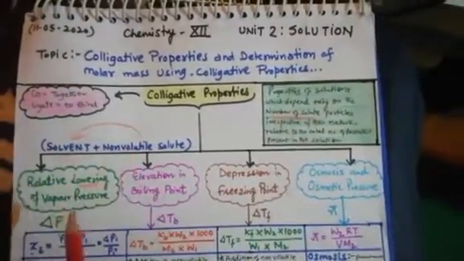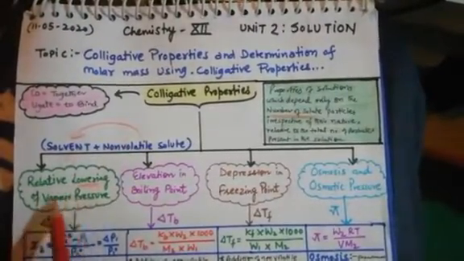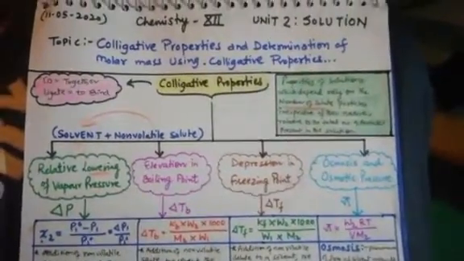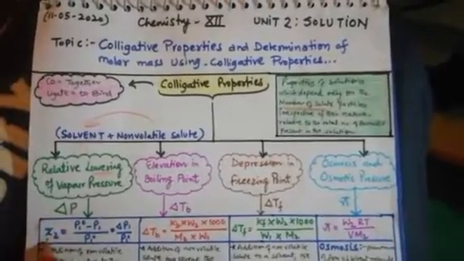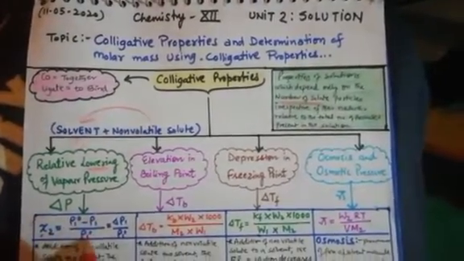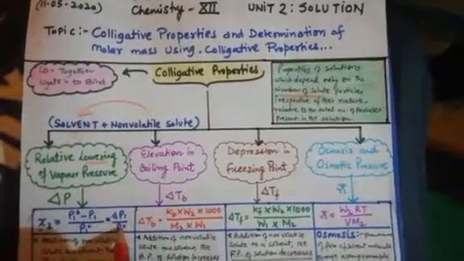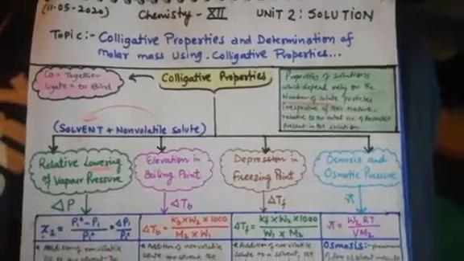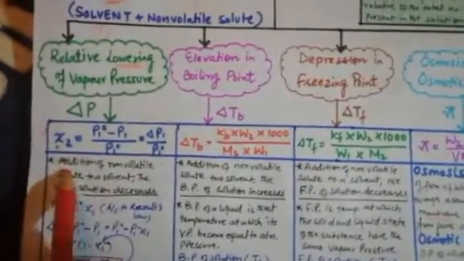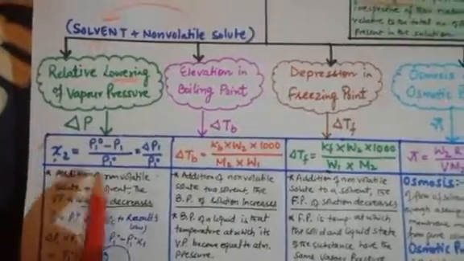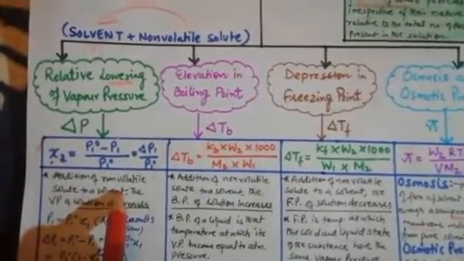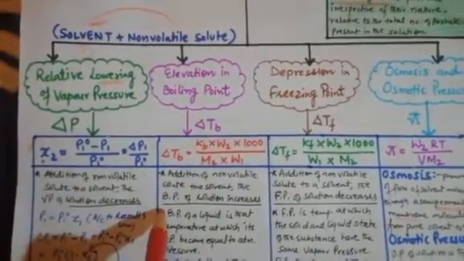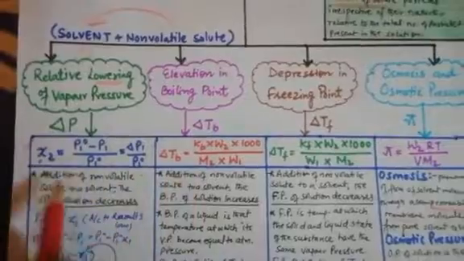Yesterday we did relative lowering in vapor pressure, which is the change in vapor pressure, delta P. Delta P can be derived, and we find the molar mass of the solute, from (P1 naught minus P1) upon P1 naught, which is equal to delta P1 upon P1 naught. According to this formula we derive the relative lowering in vapor pressure. The meaning, as we discussed yesterday, is that when a non-volatile solute is added to the solvent, the vapor pressure of the solution decreases compared to the pure solvent.